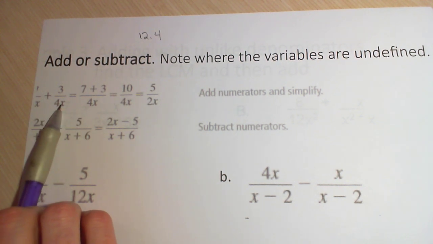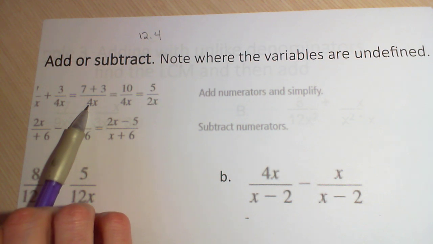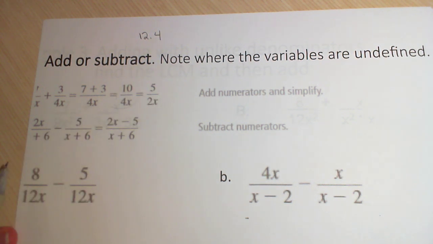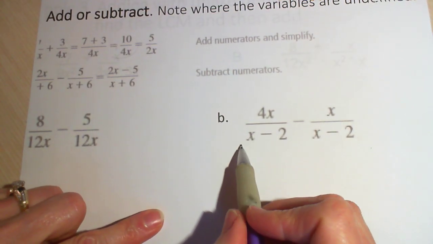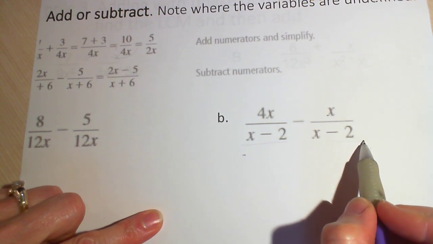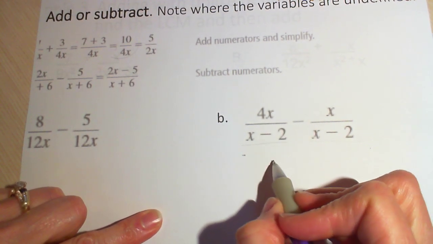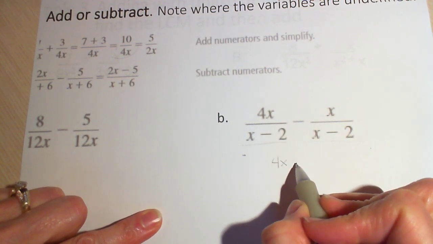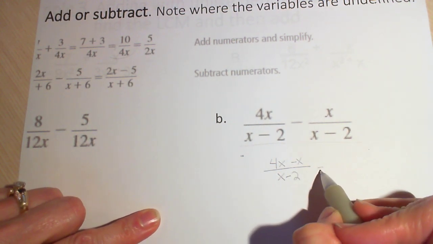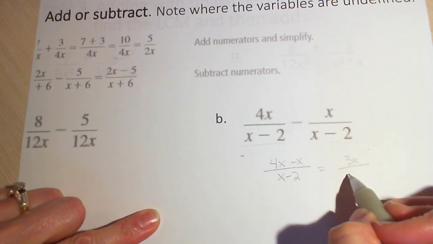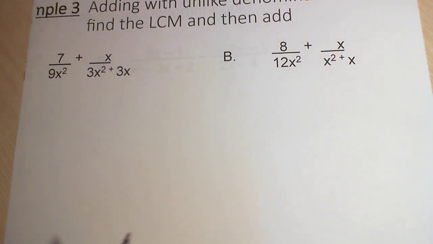These were when you have a common denominator, you just add your numerators over your common denominator. So this is what we get, and then you simplify. So when you have a common denominator, like for this one, the denominator for both of these fractions is x minus 2. So I can add or subtract my numerators. On the top, I would have 4x minus x all over that common denominator. And then 4x minus x is 3x over x minus 2. Those are not bad. Fortunately, we don't have a lot of those.